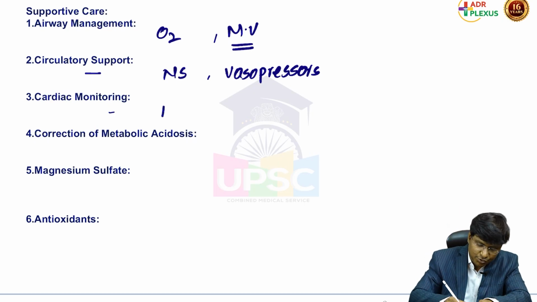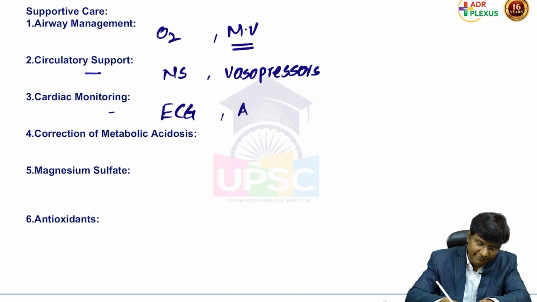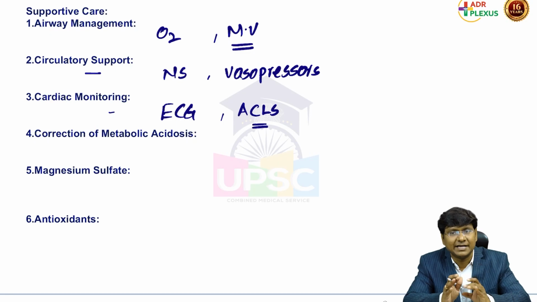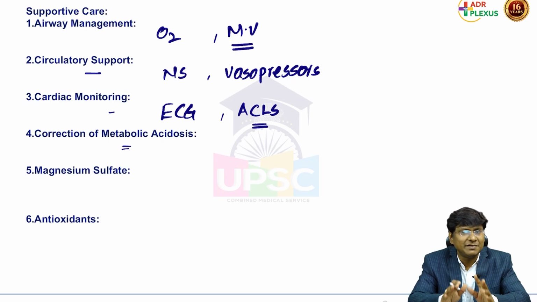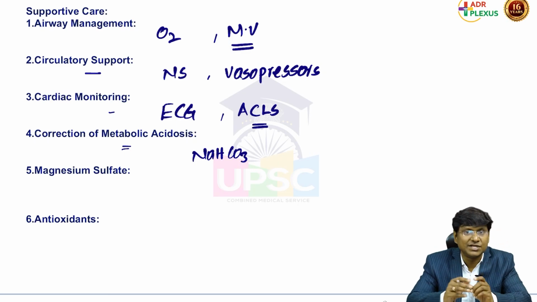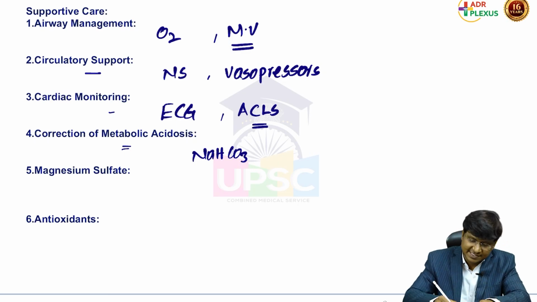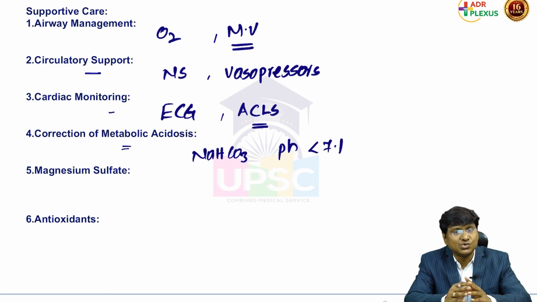Then cardiac monitoring should be done with the help of the ECG. So continuous ECG monitoring is needed due to the risk of arrhythmias. And you also need to treat the arrhythmias according to the ACLS protocol, the advanced cardiac life support protocol. Then you need to correct the metabolic acidosis by the administration of sodium bicarbonate. If the acidosis is severe, when the pH is less than 7.1, then you need to administer sodium bicarbonate.